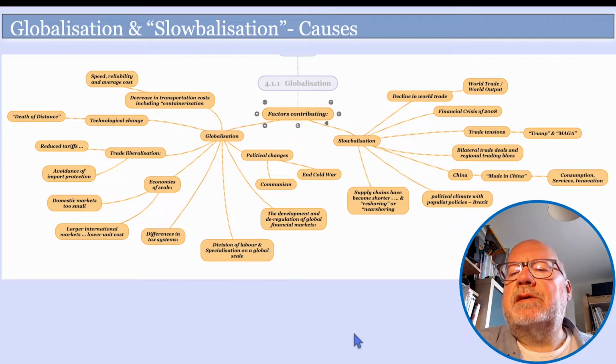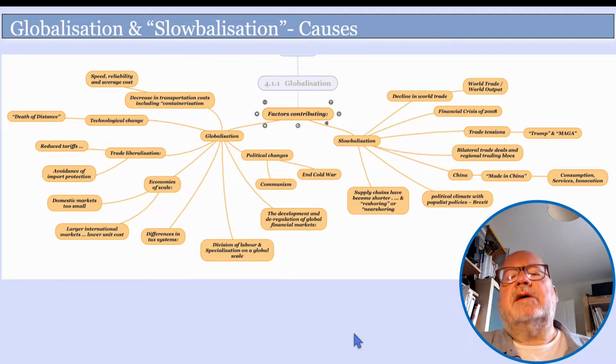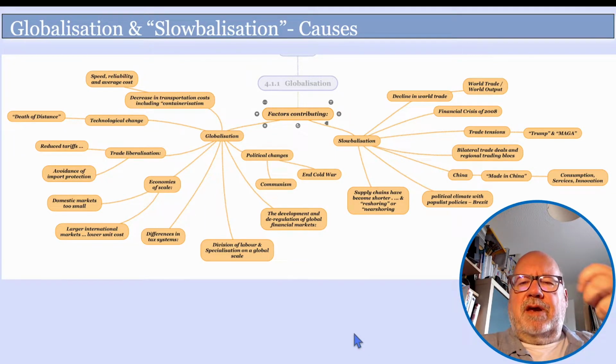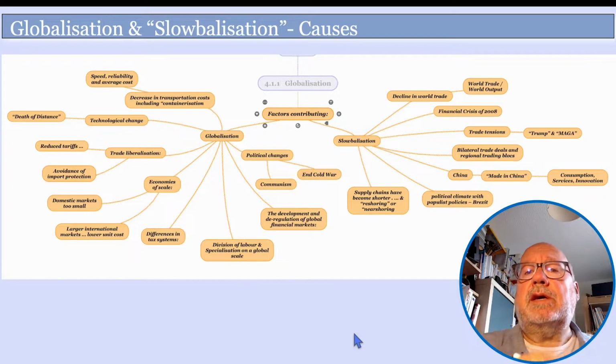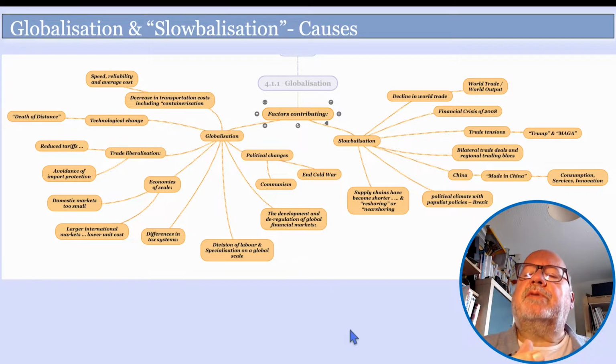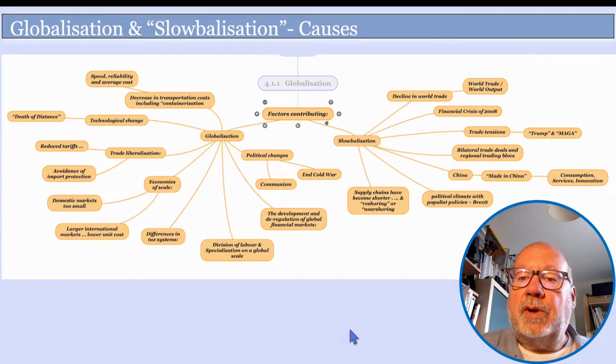Quickly, really at the factors that have been contributing to both globalization, which has been occurring for many decades now, and also slowbalization, the idea that the greater globalization that we've seen has actually slowed down a little bit. This phrase, slowbalization, was coined by The Economist magazine in 2019. So there's nothing to stop an examiner asking you questions as to what's caused the globalization or the slowbalization.